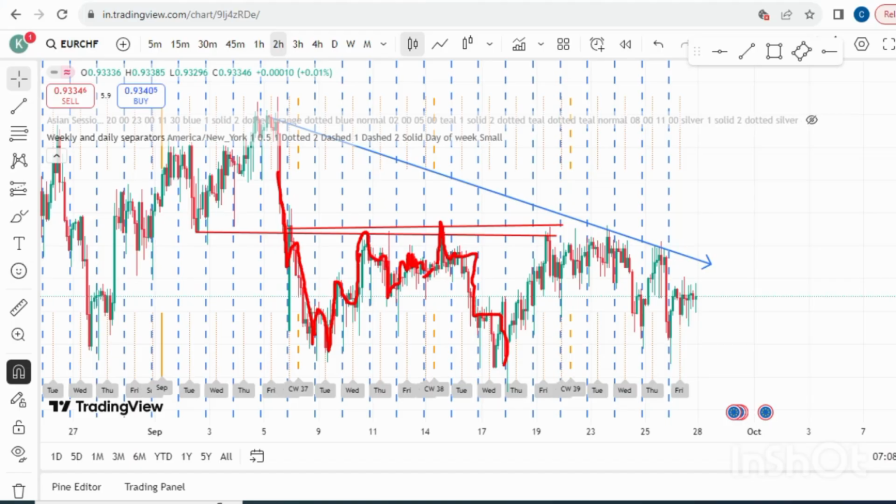So usually this is where I will take my profit. The low of Monday is where I will take my profit, because in most cases market comes and then reverses. As you can see, market reversed here, so it's safer to take your profit at this zone. So I'll be showing another example on Euro GBP.